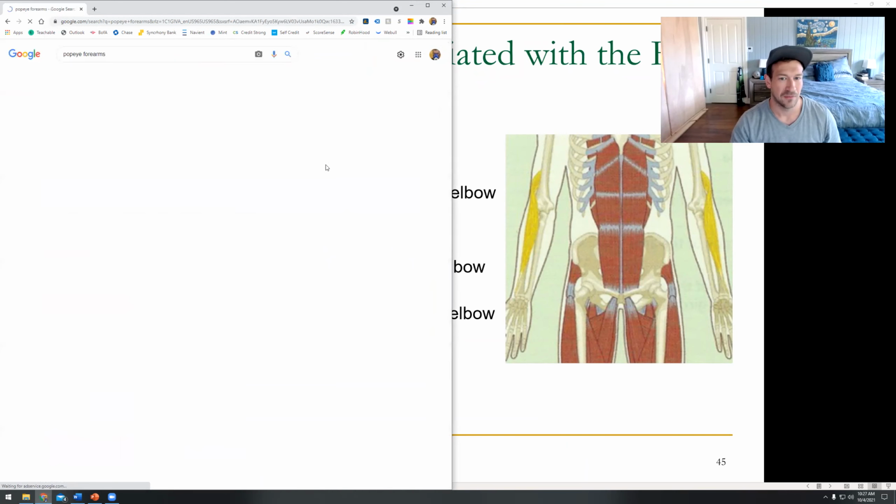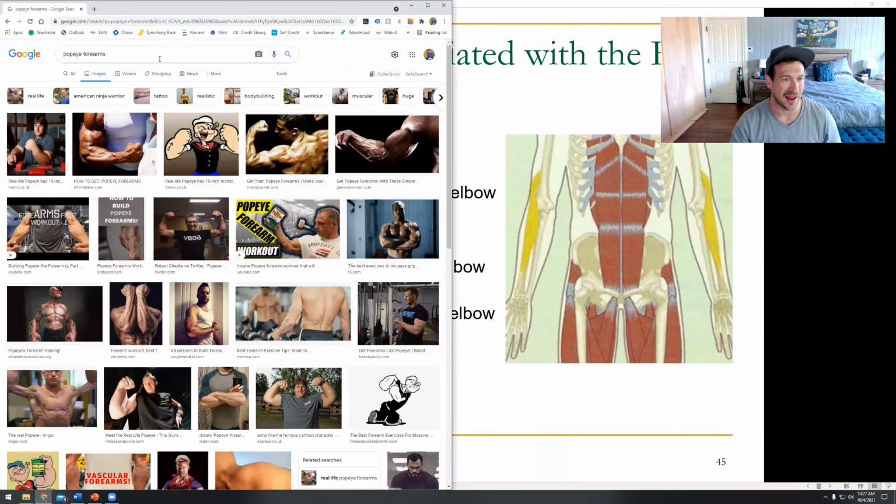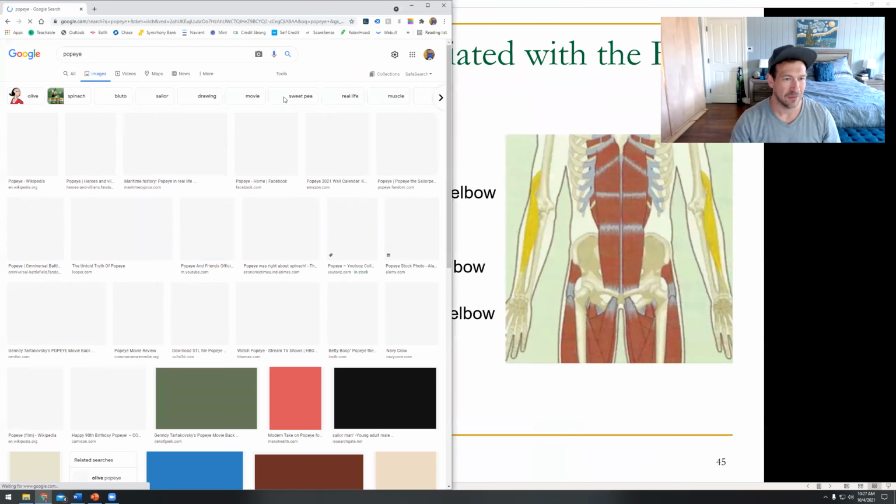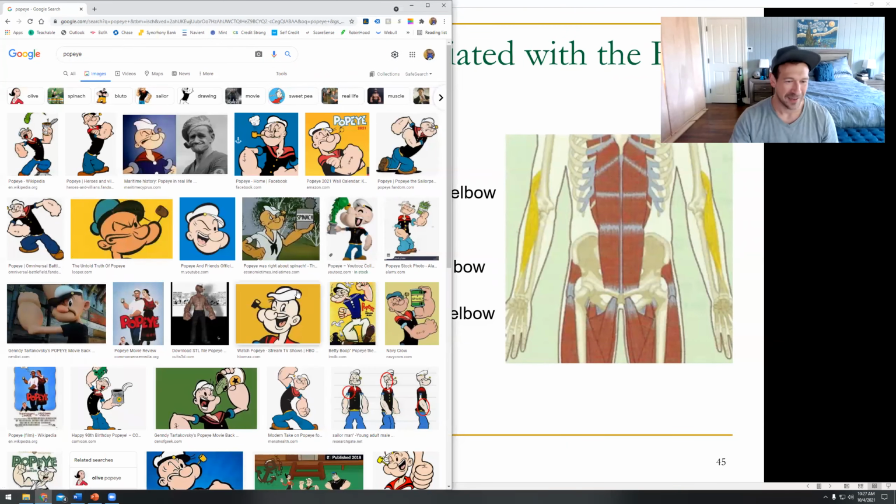seriously, not like showing an actual picture of Popeye. I mean, Popeye. Come on, internet.